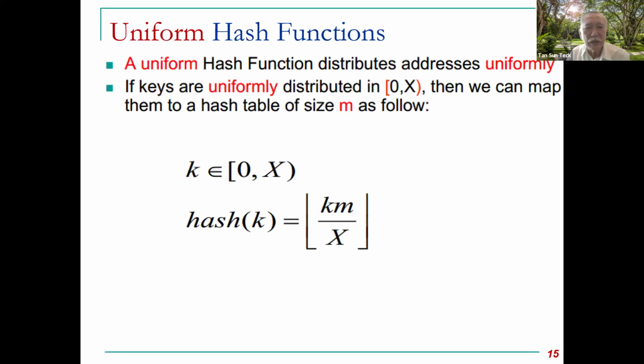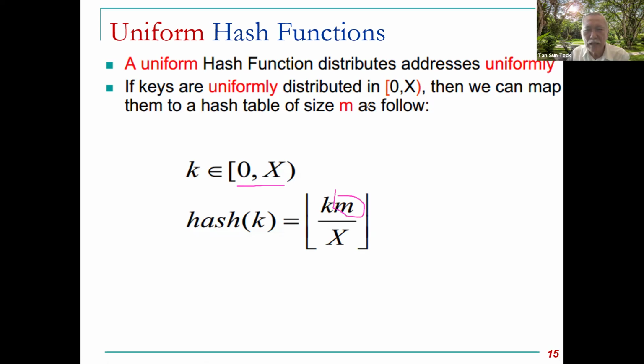Right, so what is a uniform hash function? A uniform hash function distributes the addresses uniformly into the table. But the idea is if you want to do that, the key must be uniformly distributed in the interval from 0 to x. And then if that's the case, we can make them into a hash table using this method. First of all, we know that the key must be uniformly distributed within this interval.